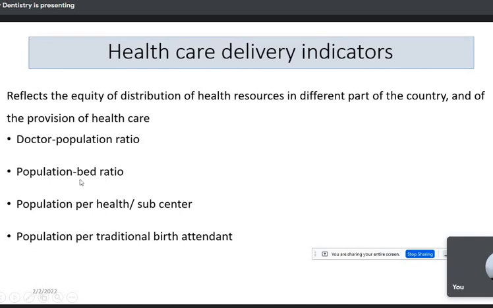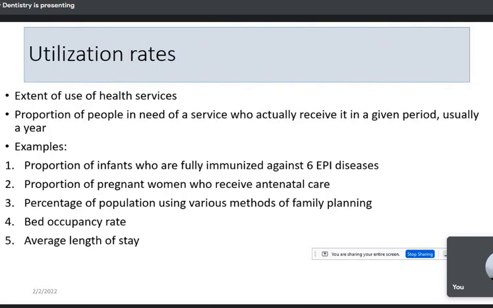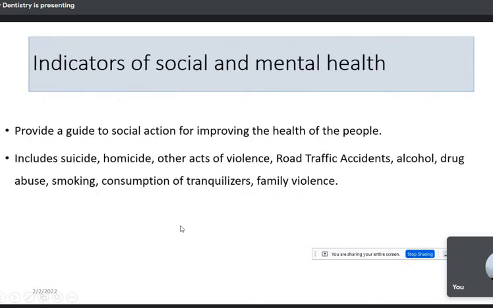So now, okay, the hospital has the total number of beds as per the requirement, but what is the bed occupancy rate? That will show whether people are properly utilizing them or not. Another is the indicator of social and mental health.